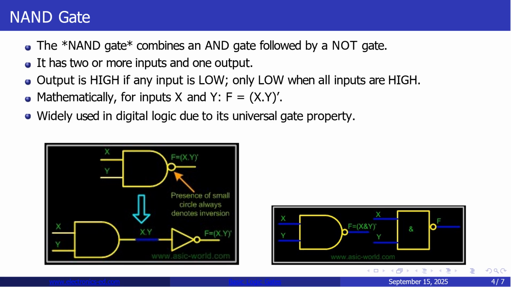For two inputs, say x and y, the output is written as x and y with a bar on top, meaning the opposite of both being true. What's cool is that the NAND gate is known as a universal gate. That means I can actually build any other logic function using just NAND gates, making it a real workhorse in digital design.